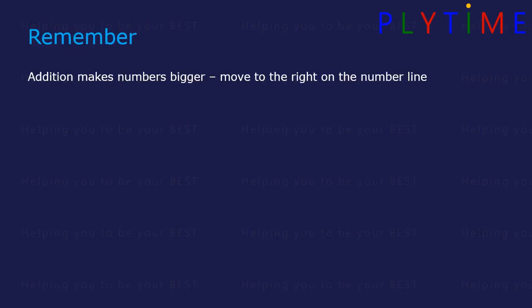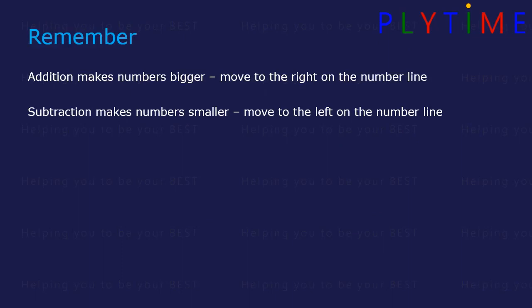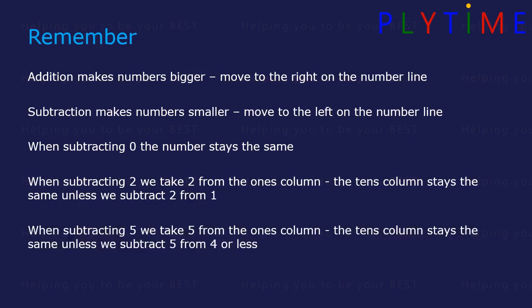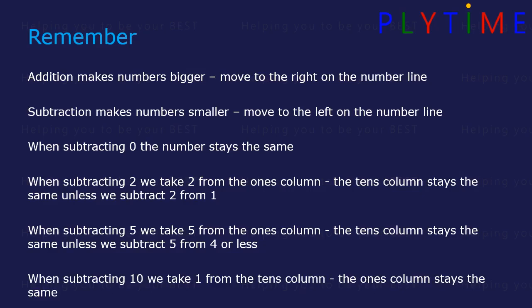Remember, addition makes numbers bigger and we move to the right on the number line. Subtraction makes numbers smaller and we move to the left. When subtracting 0, the number stays the same. When subtracting 2, we take 2 from the ones column. The tens column stays the same unless we subtract 2 from a 1. And when we subtract 5, we take 5 from the ones column. The tens column stays the same unless we subtract 5 from 4 or less. When subtracting 10, we take 1 from the tens column. The ones column stays the same.